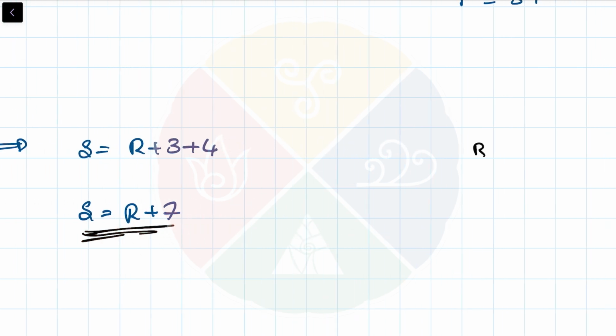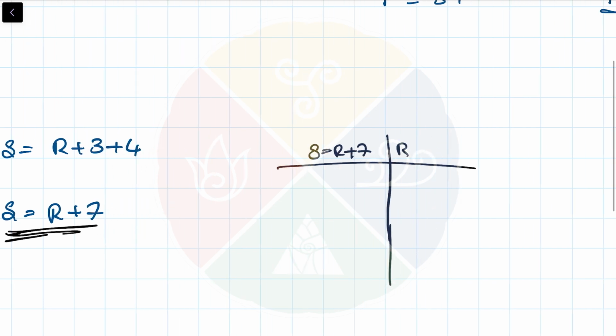I will say that R is some random value. S is equal to R plus 7. I'm going to give the value. R can become 0. No one prevents us from doing that. If R is 0, S will become 7. If R is 1, S will become 7 plus 1, that is 8.